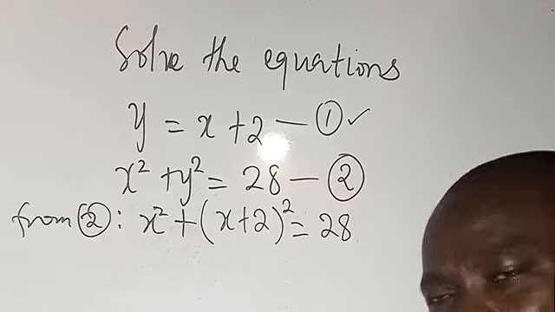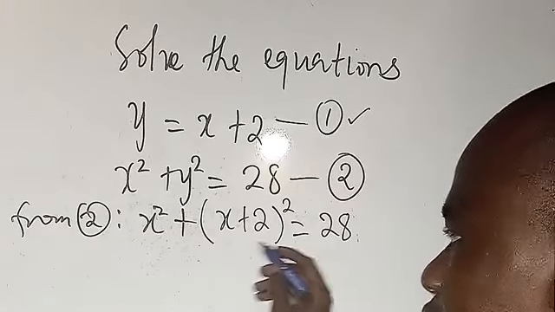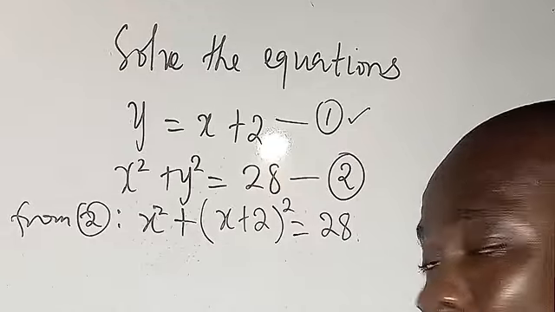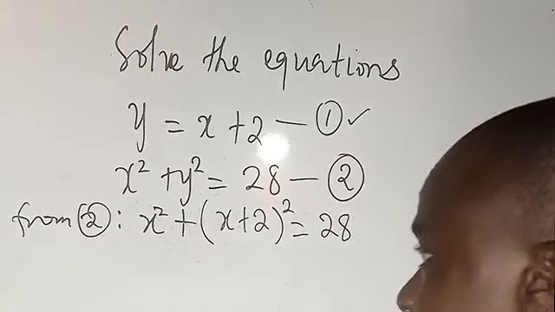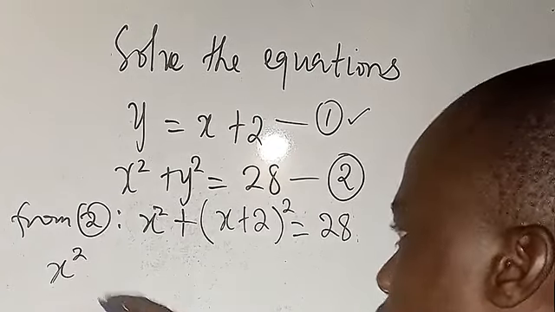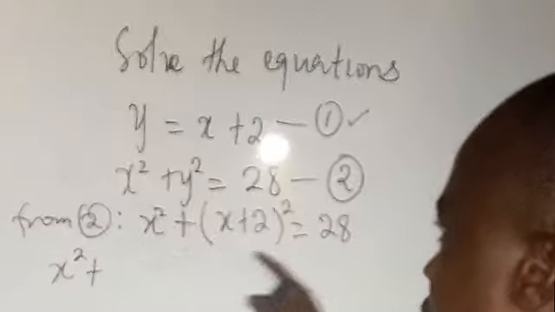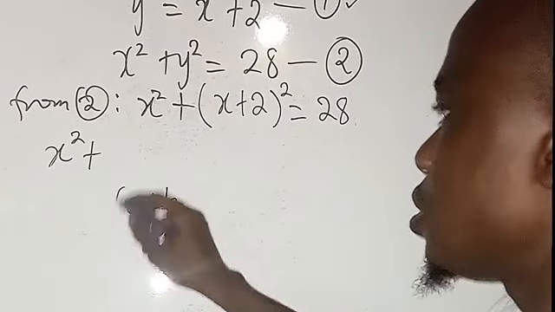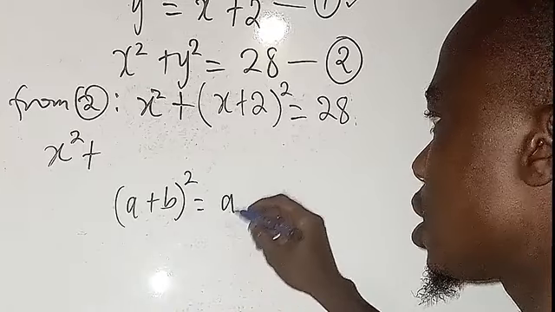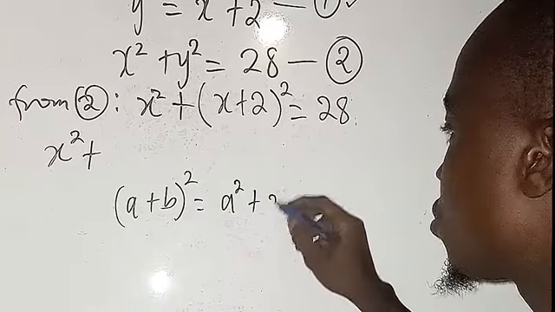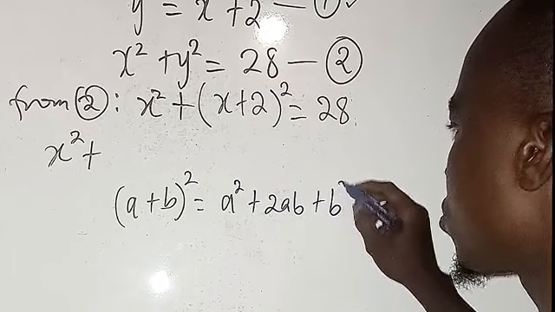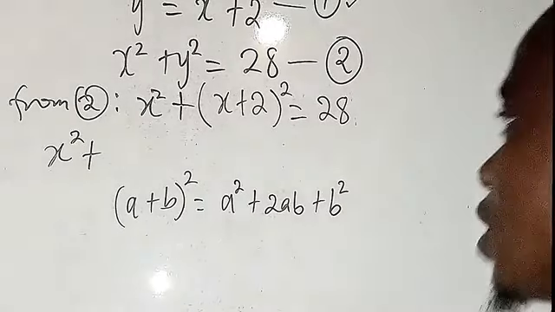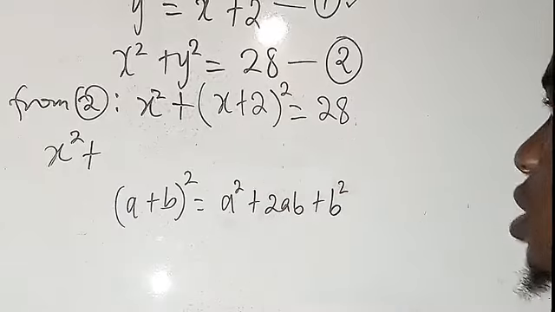The next thing we are going to do on the left hand side is complete the square. This is going to be x squared plus, like having a plus b all squared, this is going to be a squared plus 2ab plus b squared. So this is a perfect square, and we are going to use this to open this.